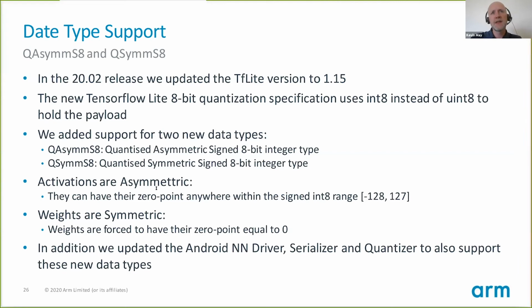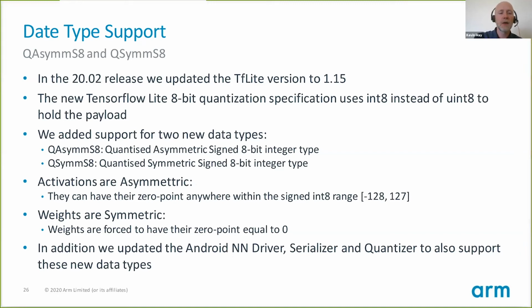Asymmetric means the 0 point can be anywhere within the signed int8 range, so minus 128 to 127, and activations would be asymmetric. And symmetric then would mean the 0 point is equal to 0 and weights are forced to have their 0 point equal to 0. So we provided support for this for TensorFlow Lite, and we also updated the Android NN driver to support the corresponding data types in those.